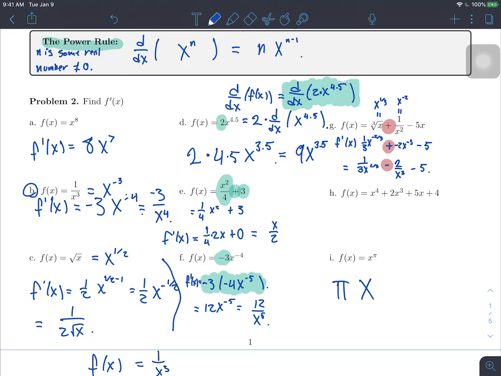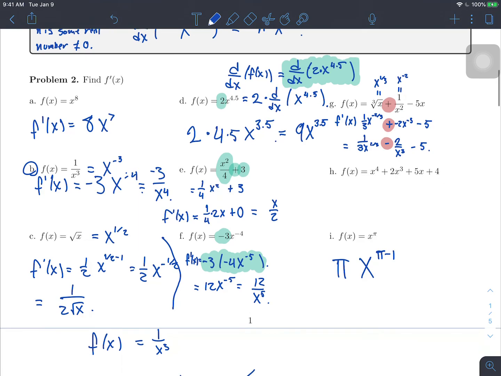Yeah, Ryan? Pi minus 1. Yeah, pi minus 1 is how we're going to write it. We don't have a symbol for pi minus 1, so the best we can do is just write pi minus 1. Okay.